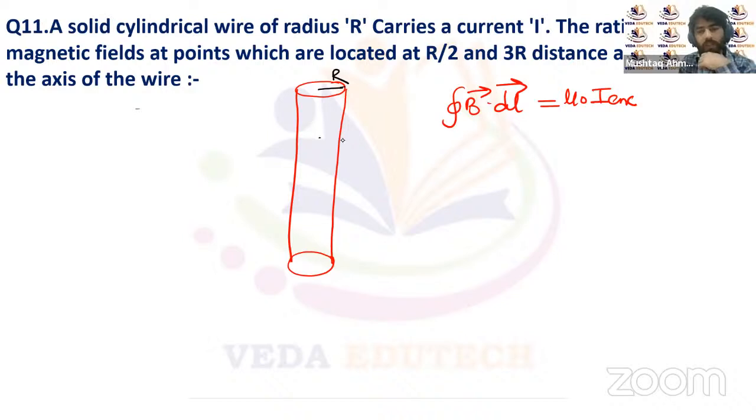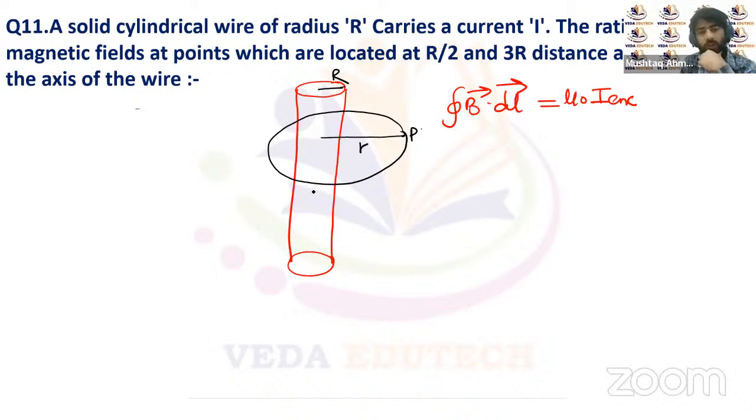Now let's suppose the external point where we have to find the magnetic field is at a distance of p. At this external point, we have to find the magnetic field. We will draw an Amperian loop at this external point. Let's suppose this is the Amperian loop.